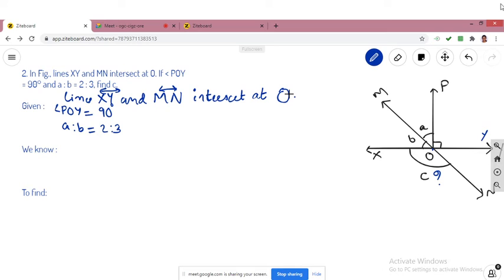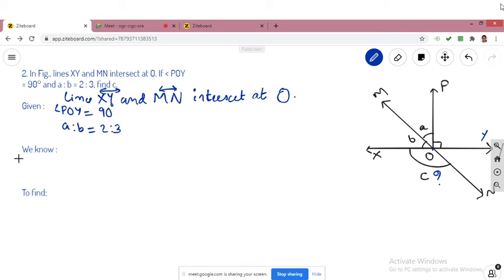Now, what are the things we have learned that we can apply here? Tell me. Angle C is equal to angle A and 90 degrees, ma'am. How did you come up with that? Vertically opposite angles are equal. And even angle B is equal to the vertically opposite angle, ma'am.